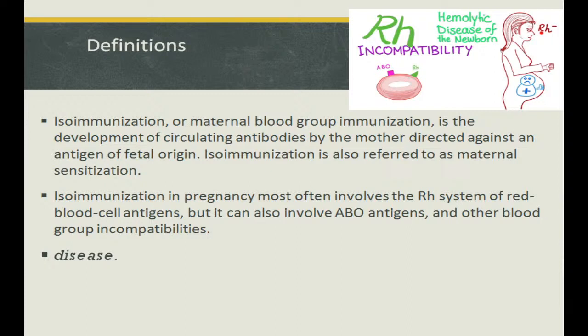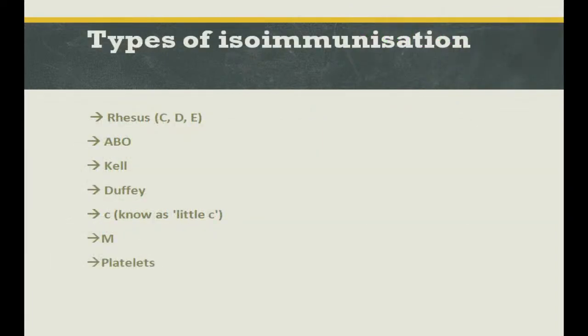Isoimmunization in pregnancy most often involves the rhesus system of red blood cell antigens, but it can also involve ABO antigens and other blood group incompatibilities. Here are presented the most famous types of isoimmunization which you can face in pregnancy while you do your professional job: rhesus factor, ABO, Kell system, Duffy, C, known as little c, platelets, and so on.